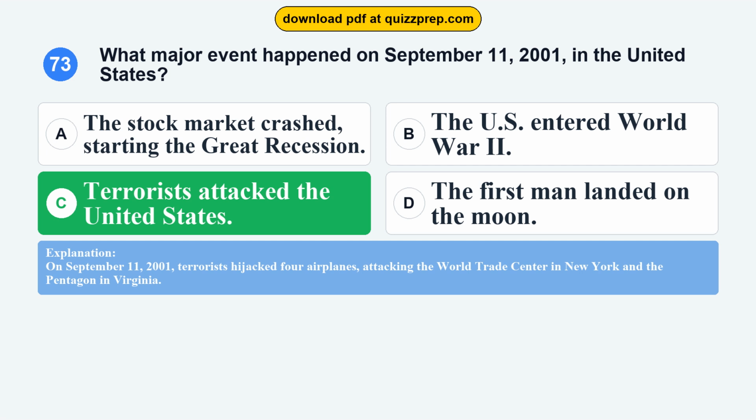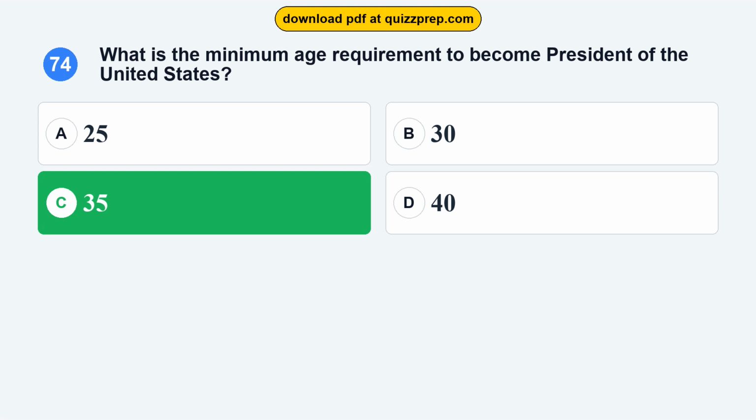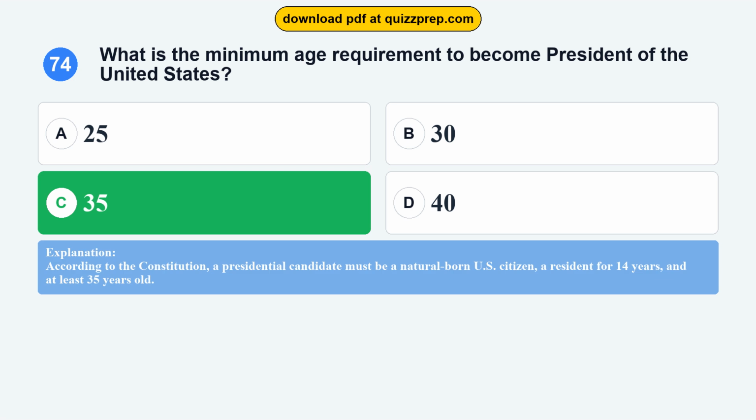Question 74. What is the minimum age requirement to become President of the United States? Option A, 25. Option B, 30. Option C, 35. Option D, 40. The correct answer is option C, 35. According to the Constitution, a presidential candidate must be a natural-born U.S. citizen, a resident for 14 years, and at least 35 years old.